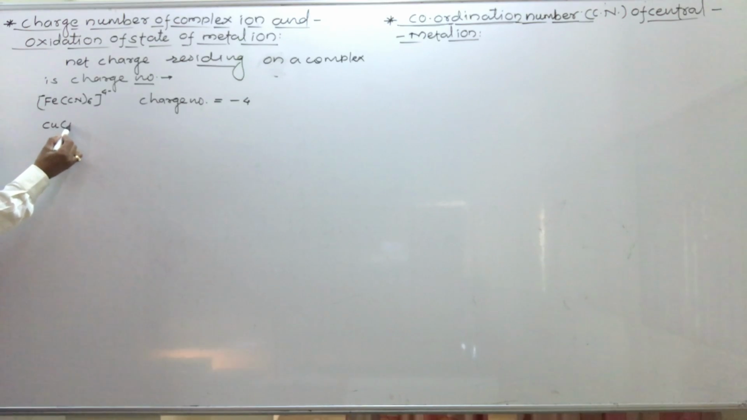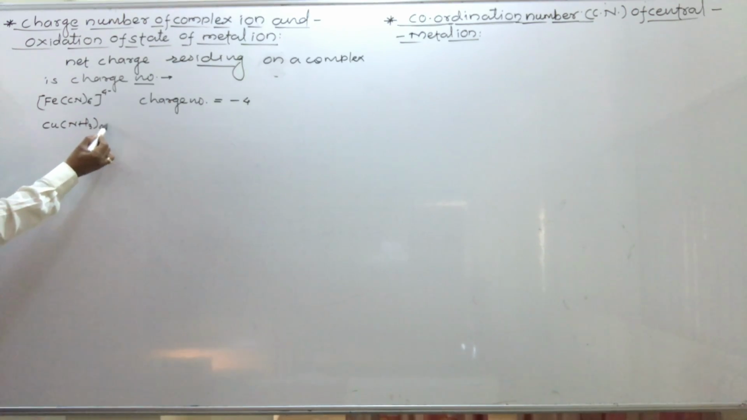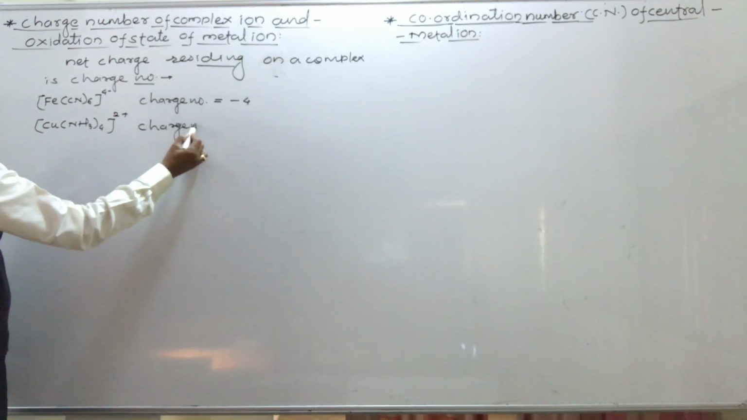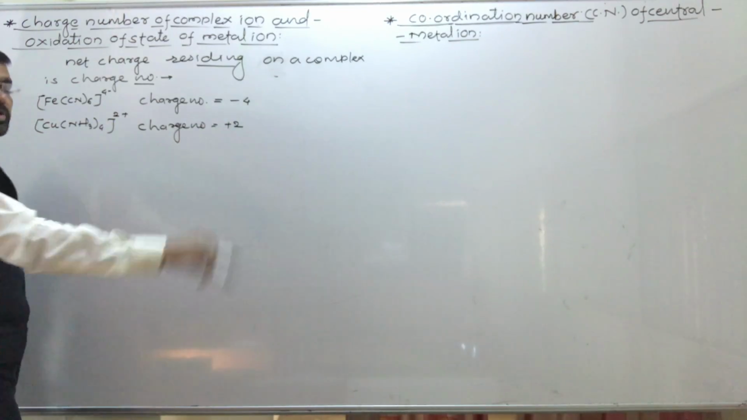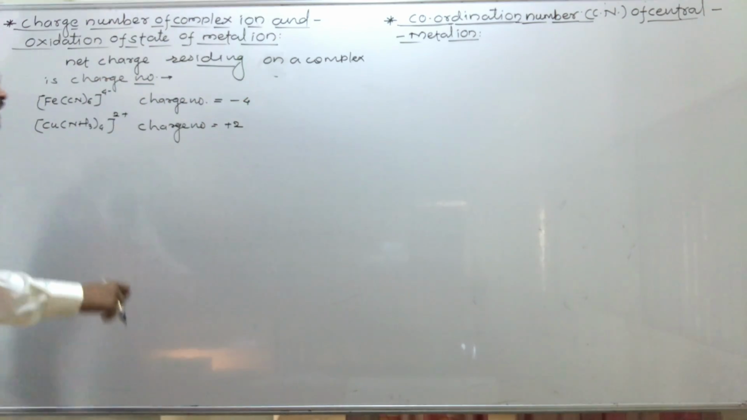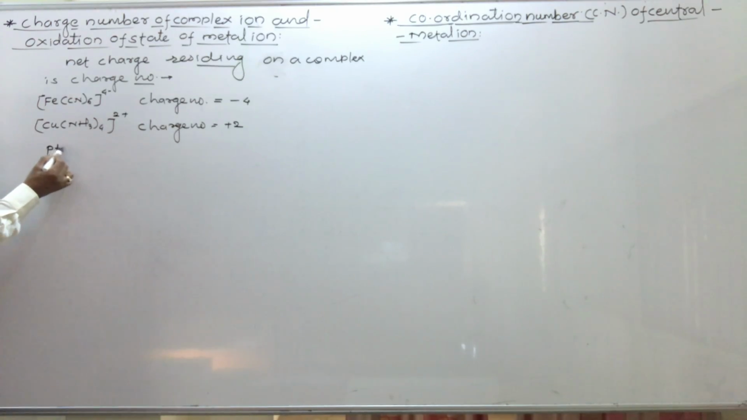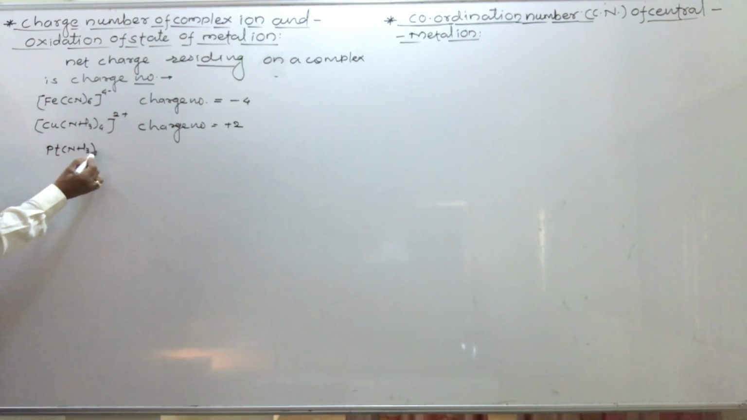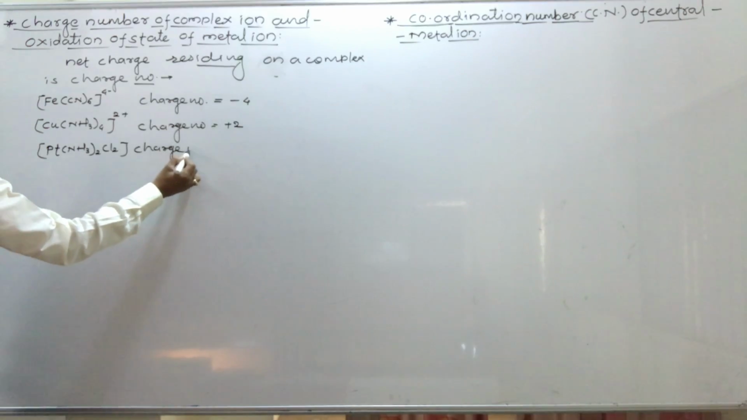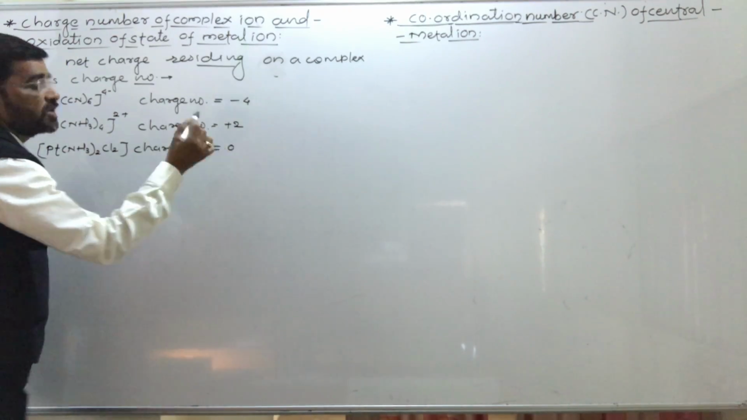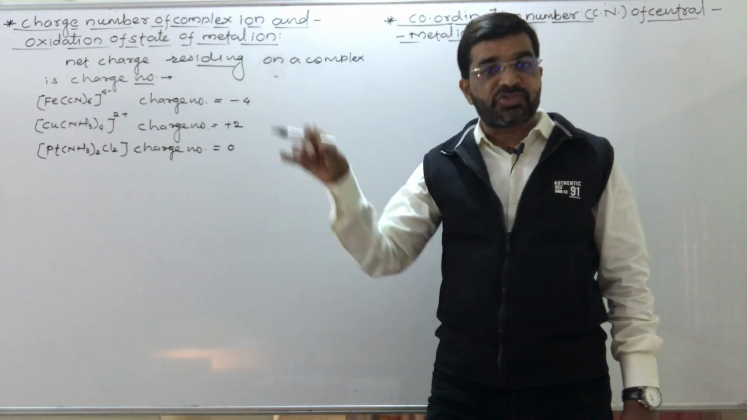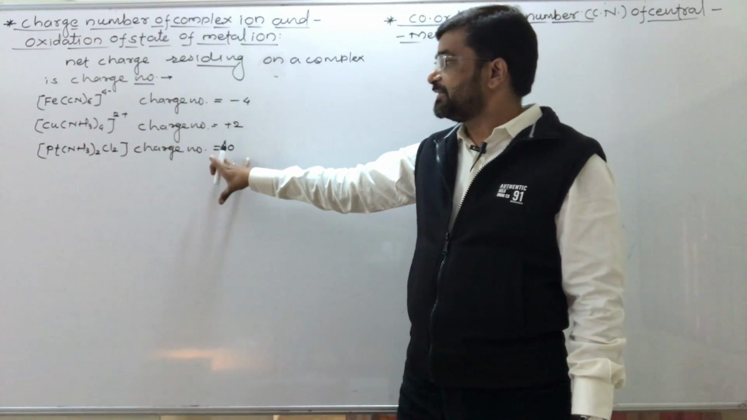Next example, [Cu(NH3)4], here plus 2. So the charge number is plus 2. That is known as the charge number. Or here you see cisplatin, [Pt(NH3)2Cl2], which we studied last time. In this case, the charge number on that complex is 0. No charge is acquired by that complex. The net charge on that complex is 0, and therefore the charge number is 0.